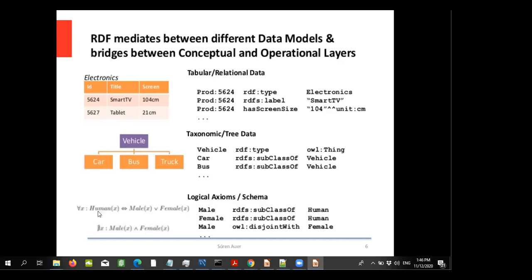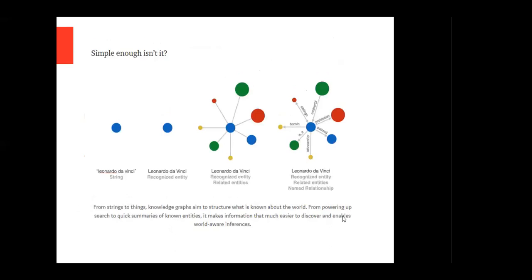Now look at logic. For some of you who do logic, you can see it here. Humans are made up of male and female. So we can represent them here as subject, predicate, object, okay? So we can turn anything into what machines can understand. This is how we represent a string, Leonardo da Vinci, right? We represent it as an entity here. And then we start connecting different entities to it. And to those entities, we add more context and name the relationships. So we move from Da Vinci from here to this.